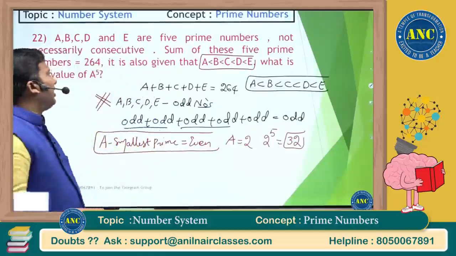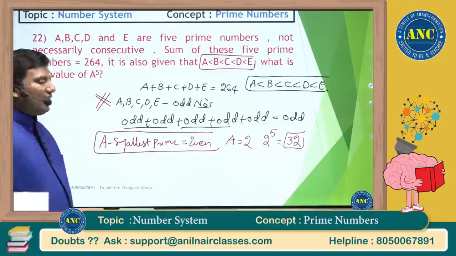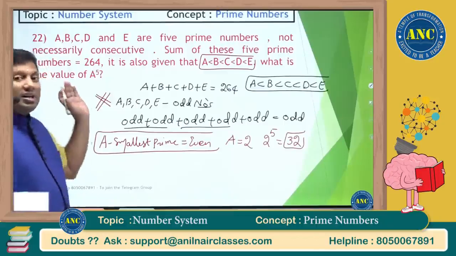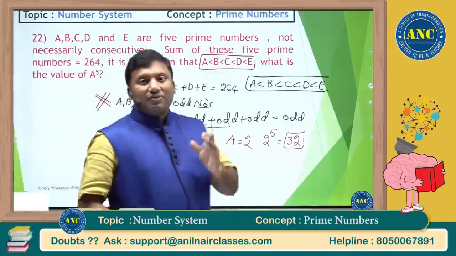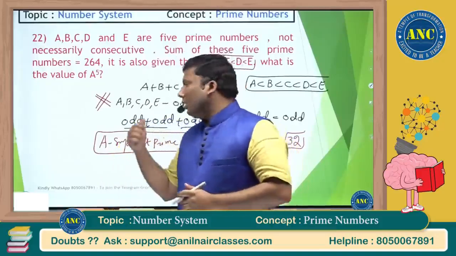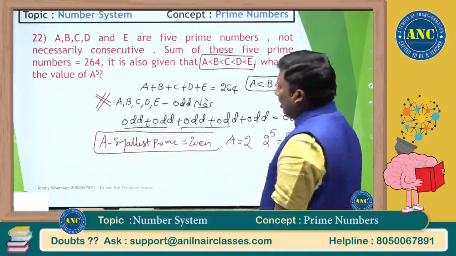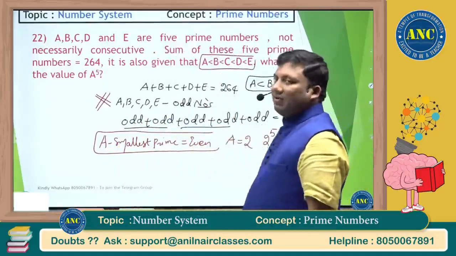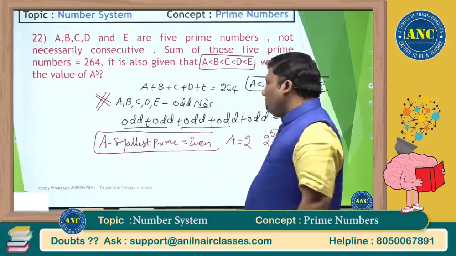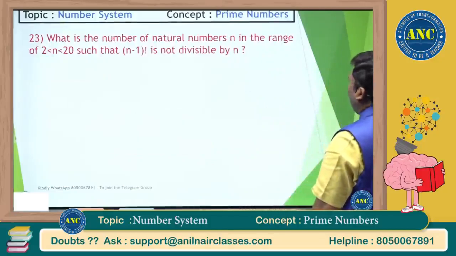Is the idea clear? A, B, C, D and E are 5 prime numbers, not necessarily consecutive. The sum of these 5 numbers is 264, with A less than B less than C less than D less than E. The sum of 5 odd numbers will be odd, but the right hand side is an even number. So all 5 cannot be odd. 4 can be odd and 1 is even. A is the smallest number. What is the smallest prime number that is even? 2. A is 2. 2 power 5 is 32.